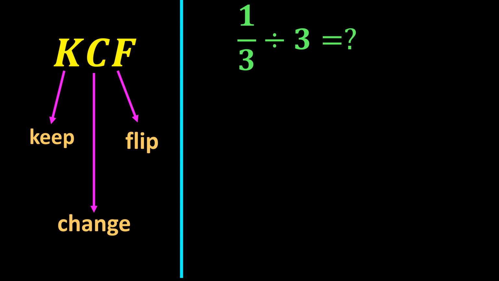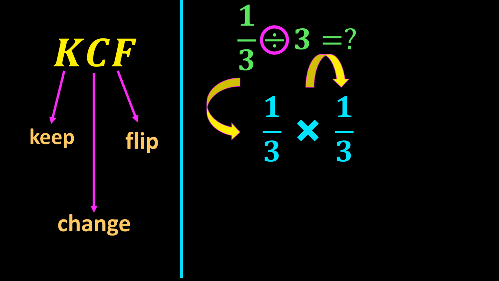According to the KCF rule, we keep the first term as it is, so we write 1/3. In the second step, we change the division sign to multiplication. In the third step, we flip, take the reciprocal of the second term. The reciprocal of 3 is 1/3. So 1/3 times 1/3 equals 1/9.